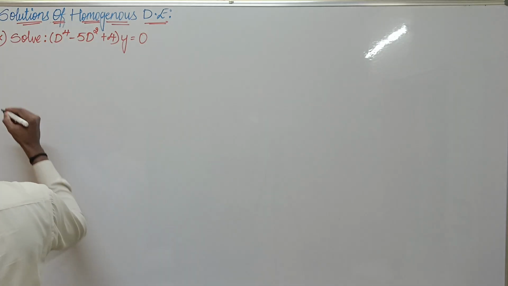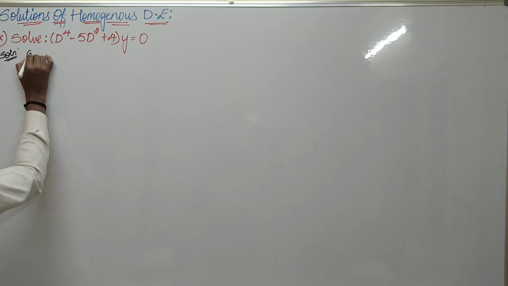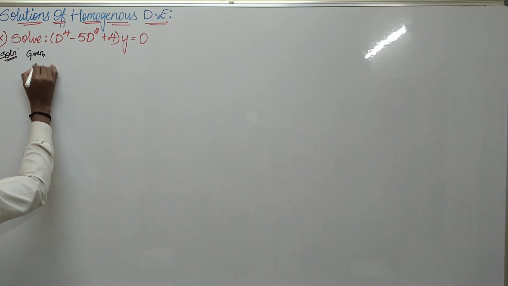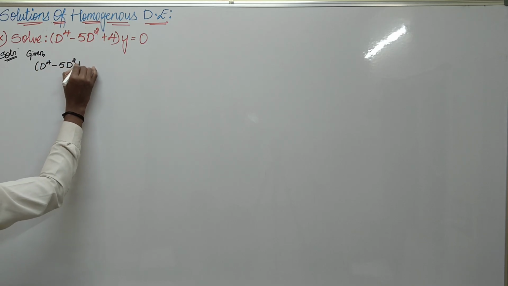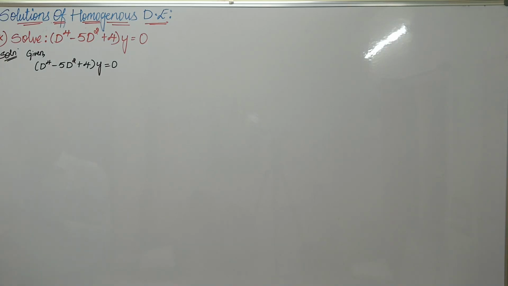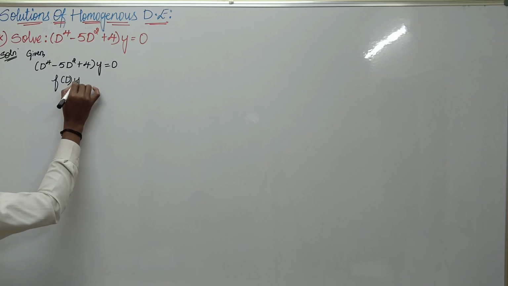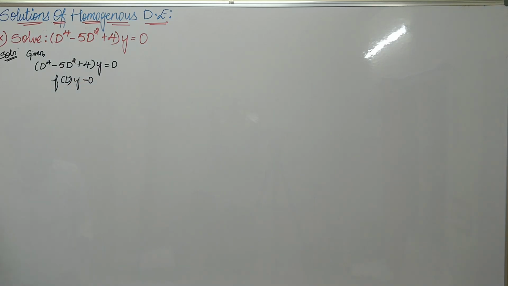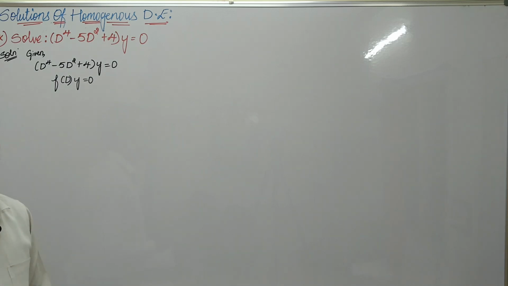First, represent the given equation, that is D^4 minus 5D^2 plus 4, into y equal to 0. If the given equation is of the form f of D into y equal to 0, then we can say the given equation is a homogeneous differential equation. Okay, done. Now, after this, we are going to represent the auxiliary equation.